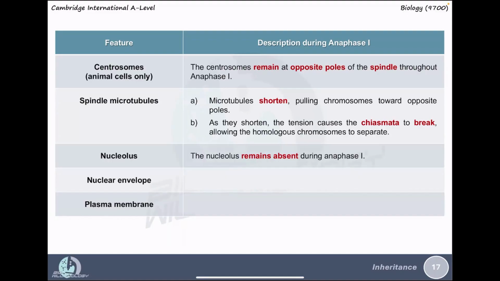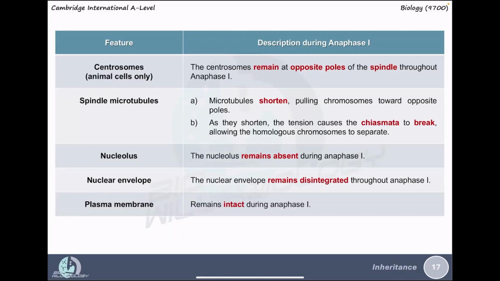The nucleolus remains absent during anaphase 1, and the nuclear envelope remains disintegrated throughout anaphase 1. There's no event associated with the plasma membrane, and the plasma membrane remains intact during anaphase 1.